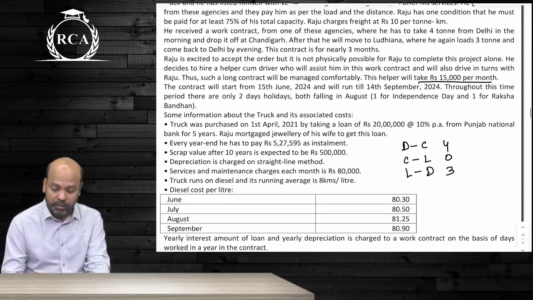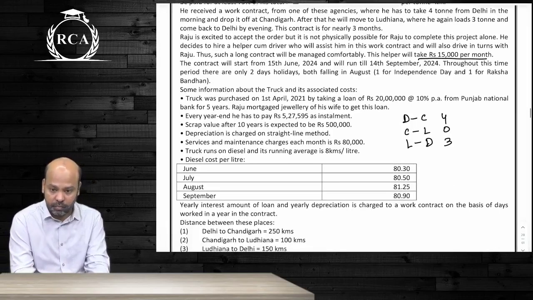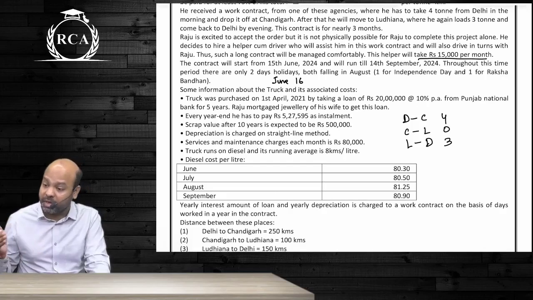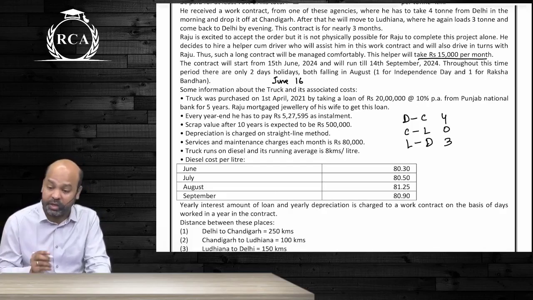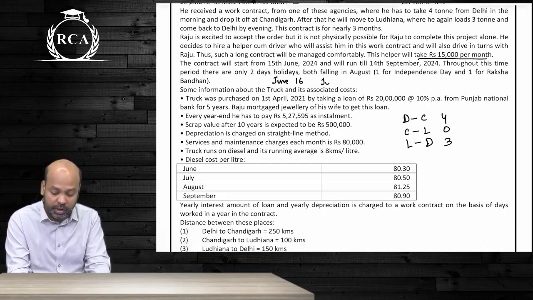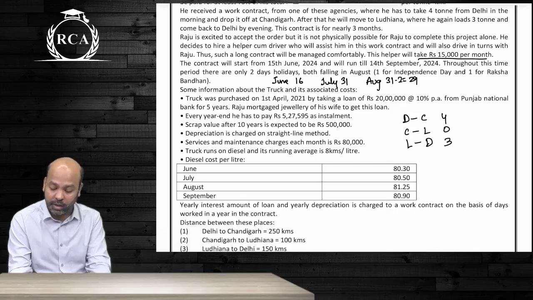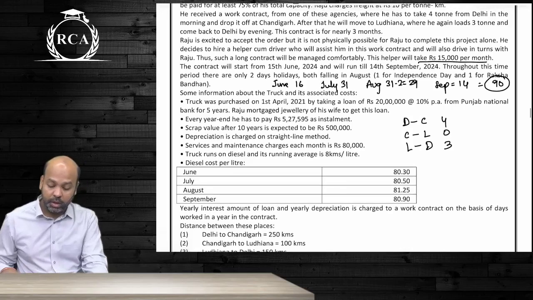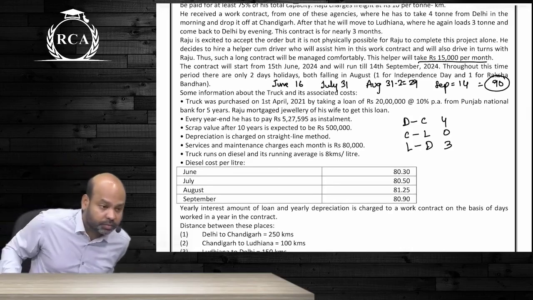In June, how many working days, guys? Without laughing, beta, June में 16 working days. 15th included, beta. The work is commencing from 15 June, so there will be 16 working days in June. In July, will you be working for the entire 31 days? In August, beta, 31 में से 2 छुट्टी, 29 days. In September, 14 days. All put together, 16, 31, 29, 40, 90 days. Are you clear about this part?